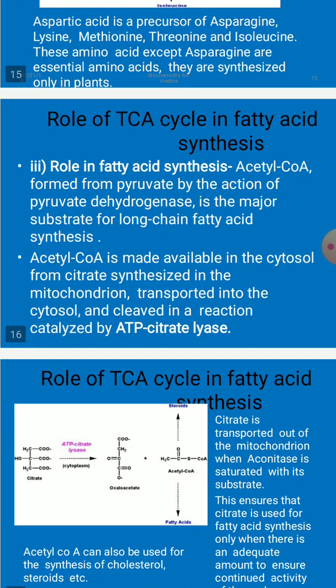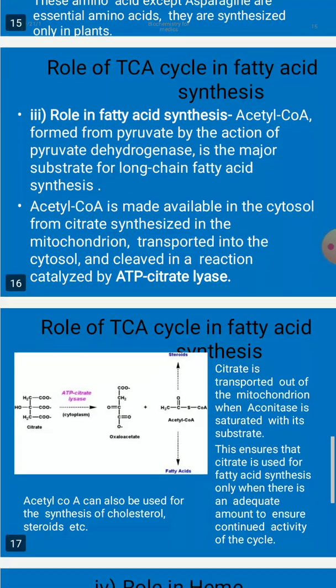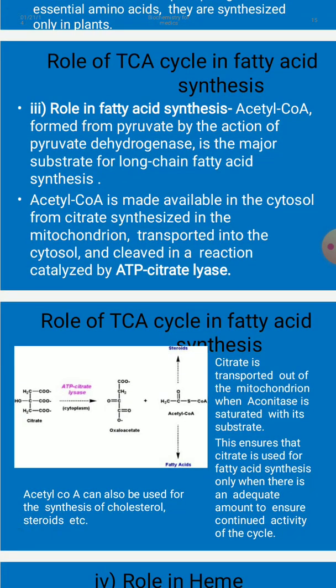So this is how it is going to happen in the case of fatty acid synthesis. This intermediate plays a role in fatty acid synthesis. Coming to the other particular molecule, citrate: how is it going to be transported out of the mitochondria when aconitase is saturated with its substrate molecule? This ensures that citrate is used for fatty acid synthesis only when there is an adequate amount, ensuring continued activity of this cycle.